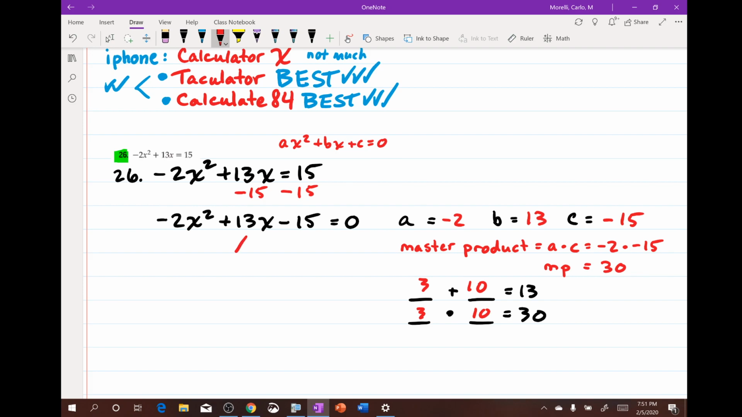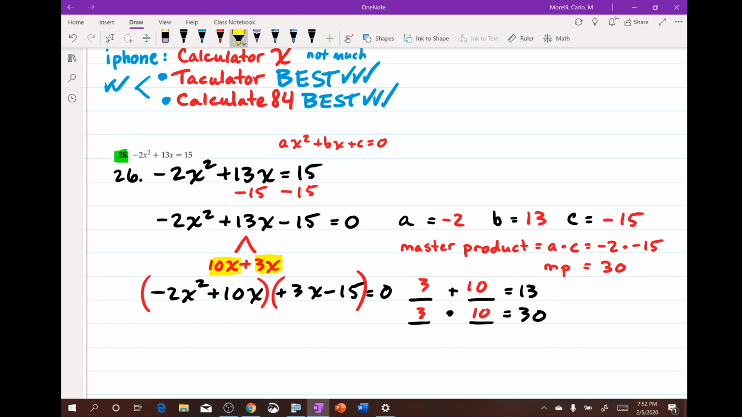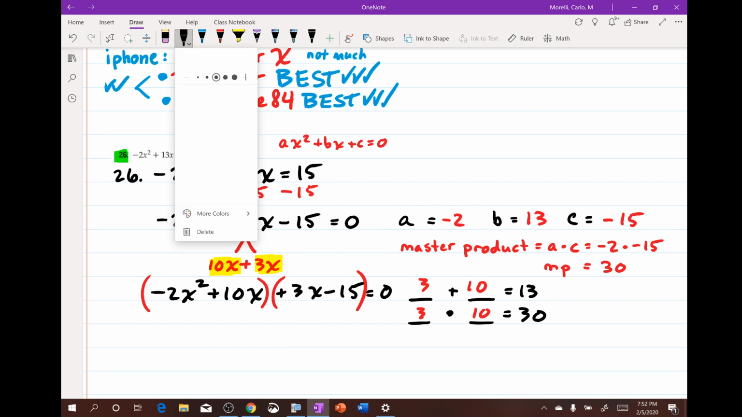So what we're going to do is split this, and we're going to associate the 10x and then do plus 3x. Let's rewrite the whole thing. Negative 2x squared plus 10x plus 3x minus 15 equals 0. Okay? Remember, you put the big number first and then the little number. And don't forget those x's.